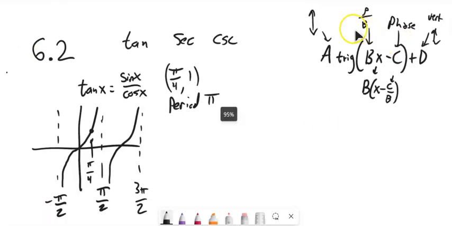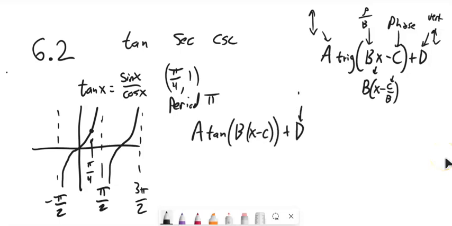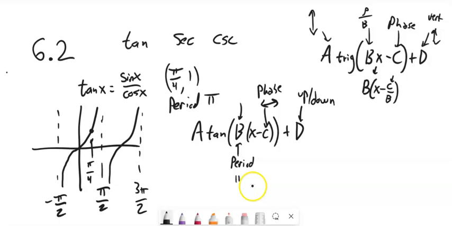Now think about applying all of these shifts to it. In other words, if I had A times tangent of B times x minus C, I'm going to write it this way with the B factored out, plus D. That D is still going to move it up and down. This is still going to be a phase shift, so that moves it left and right. Now that B speeds it up and slows it down. So the period, instead of being 2 pi divided by B, is pi divided by B, because the period of tangent is pi. And then that A is a stretch.